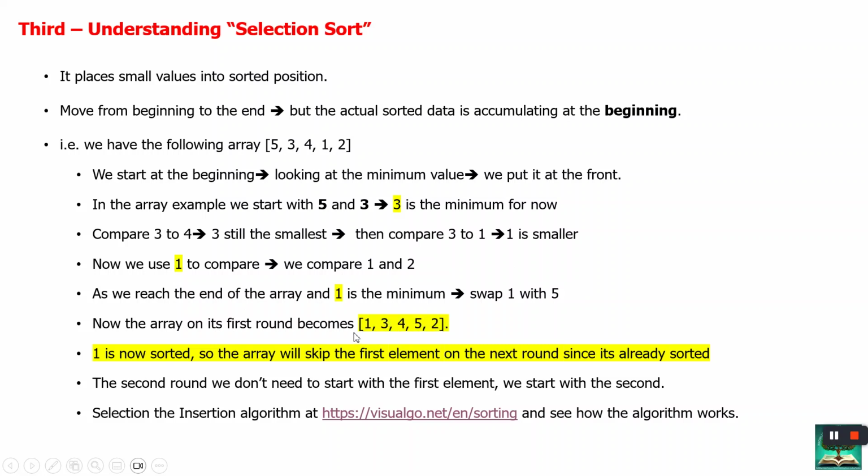Yeah, and then when we are starting on the next round of the array, we skip 1 because we know it's already been sorted. So we start from 3. We compare 3 and 4, 3 and 5, 3 and 2, and so on.